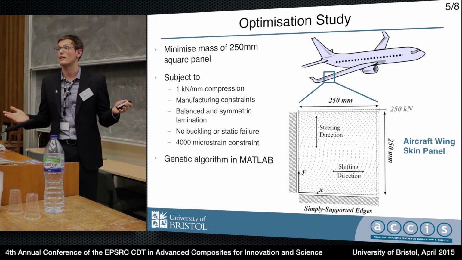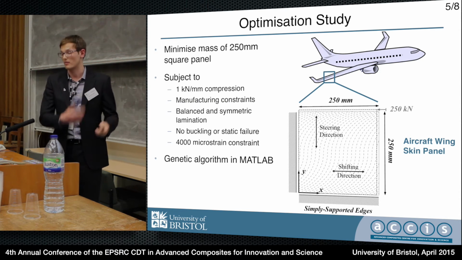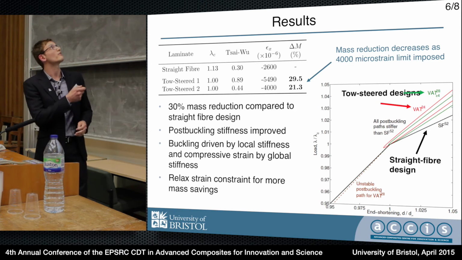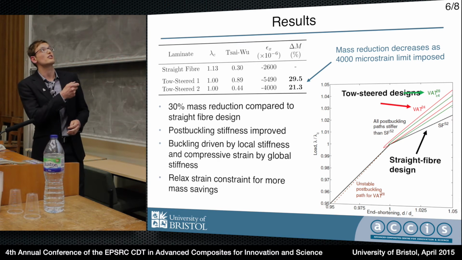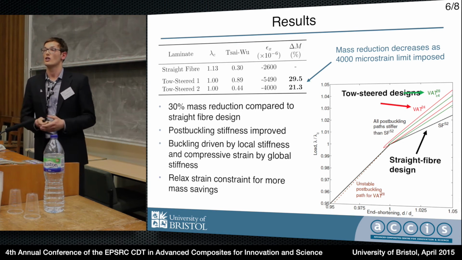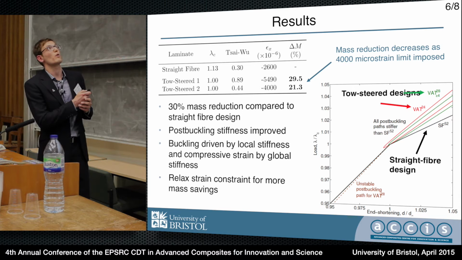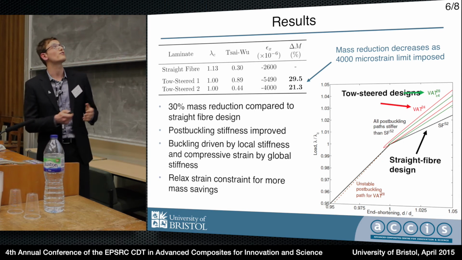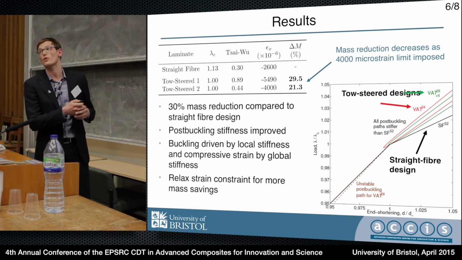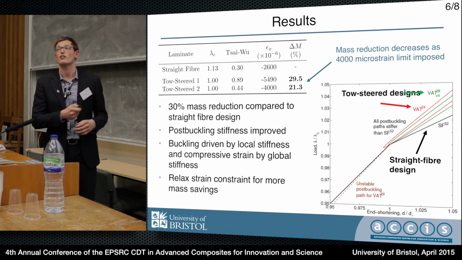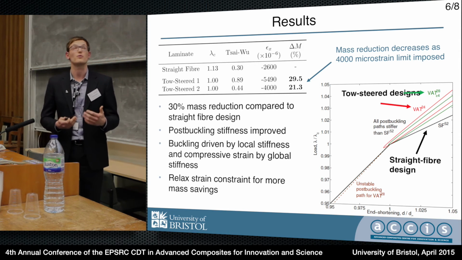I've implemented an analytical model in MATLAB and used the in-house MATLAB genetic algorithm technique to optimize the structure. The results that we see, if you look at this table, the top line is a straight fiber classic aerospace panel, so all the classic lamination guidelines are followed. The critical buckling load factor is 1.13, where anything lower than 1 is failure. The Tsai-Wu failure criterion is 0.3, where anything above 1 is equal to failure. And the end compression is 2,600 microstrain. Because of this 0.3 Tsai-Wu failure criterion, there's a lot of residual strength left within the panel.